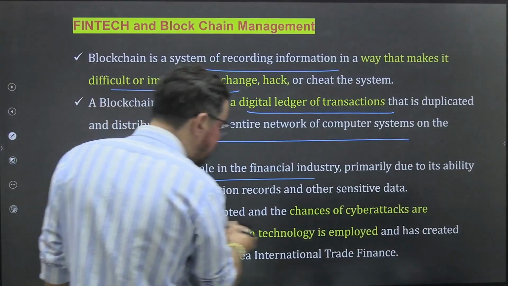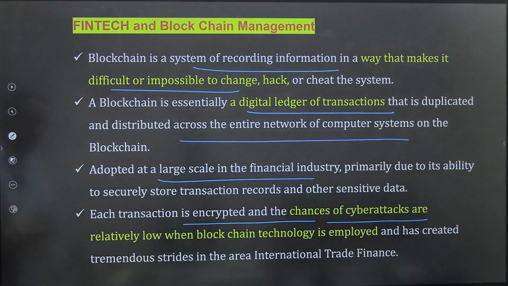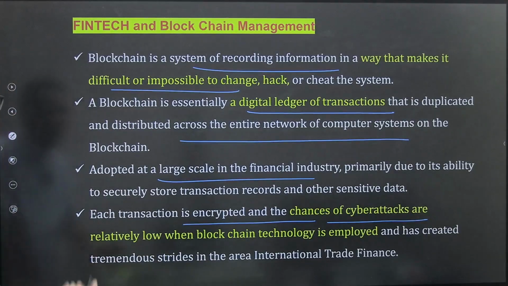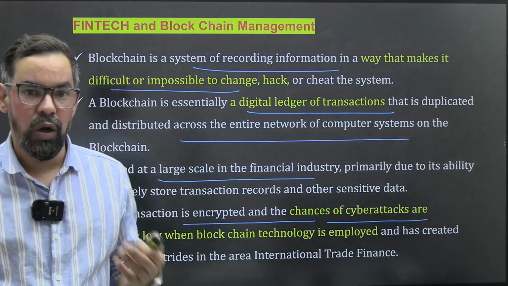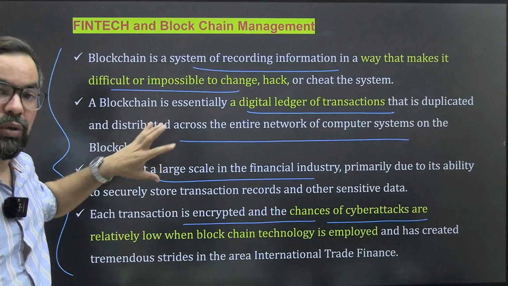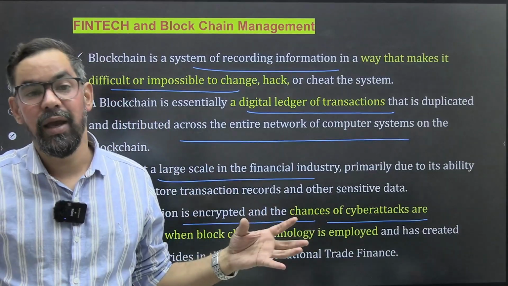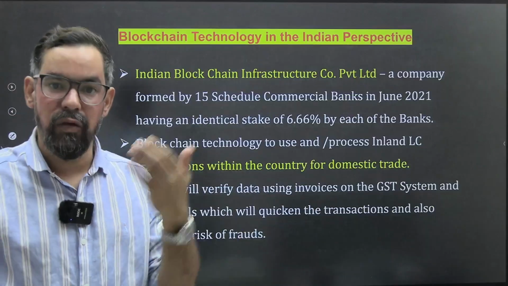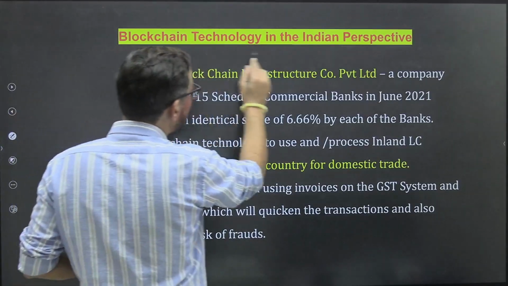Each transaction is encrypted and the chances of cyber attack are relatively low when blockchain technology is employed, right? So I hope everybody knows about the role or the uses of blockchains, especially all these cryptocurrencies, they are generally developed through the blockchain technology itself. So that is why we have not been able to find out who is the core founder of Bitcoin, the world's largest cryptocurrency, apart from so many others also, okay?